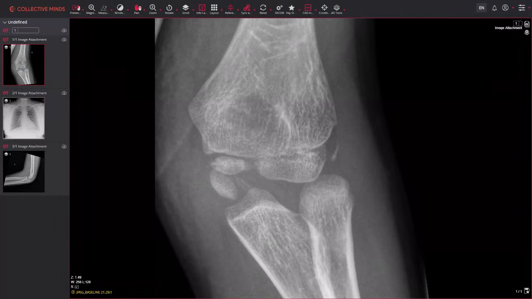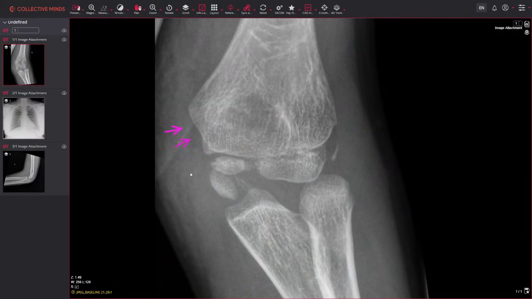So this patient's had a fall to an outstretched hand. We have some volar stress, and that has forced the medial epicondyle to be pulled away from where it should be, which is here, down to here.